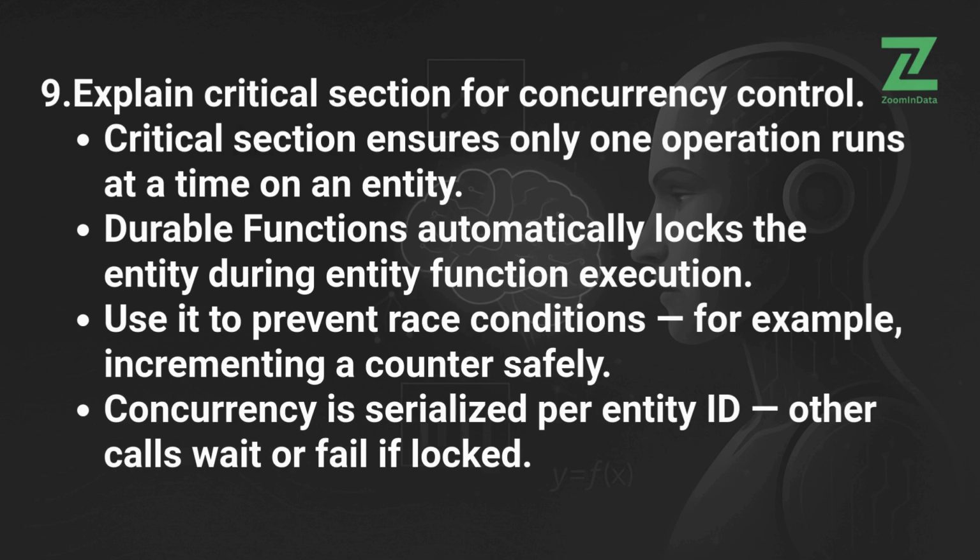Explain critical section for concurrency control. Critical section ensures only one operation runs at a time on an entity. Durable functions automatically locks the entity during entity function execution. Use it to prevent race conditions, for example, incrementing a counter safely. Concurrency is serialized per entity ID. Other calls wait or fail if locked.